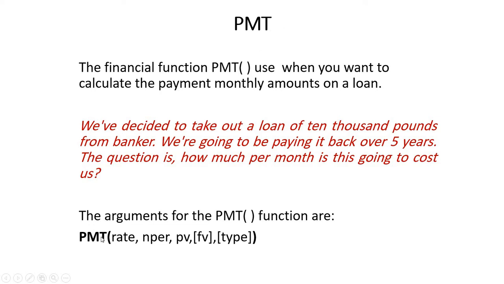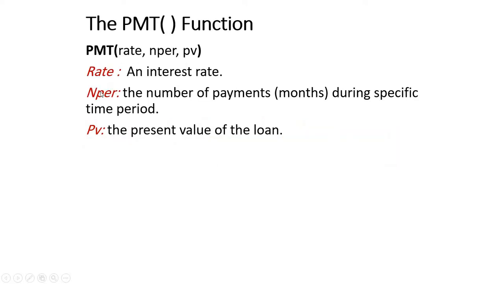This function contains 5 arguments: rate, NPR, PV, FV, and type. FV, it's a future value. Type, it is either 0 or 1. These 2 arguments are optional. The other arguments: rate, it means interest rate. NPR, the number of payment months during a specific time period. PV, it is the present value of a loan.